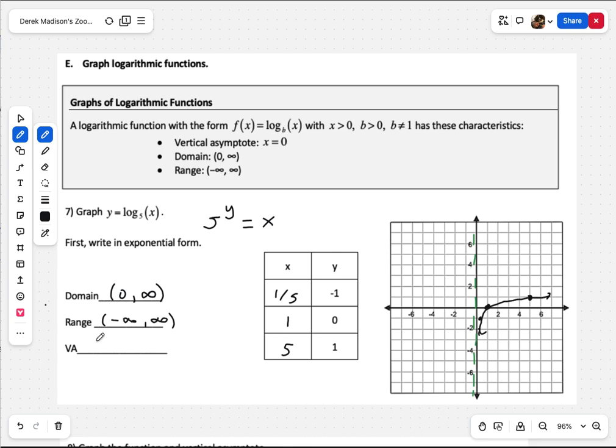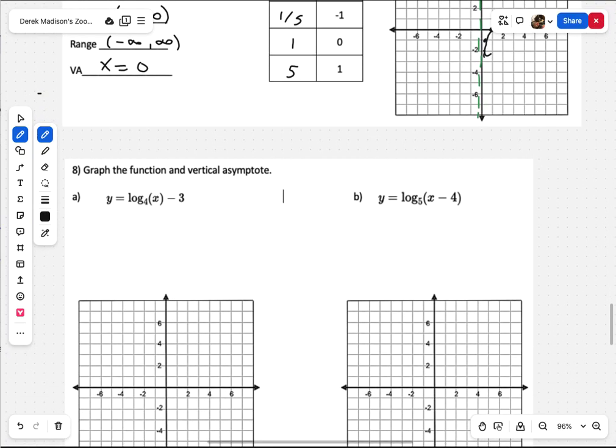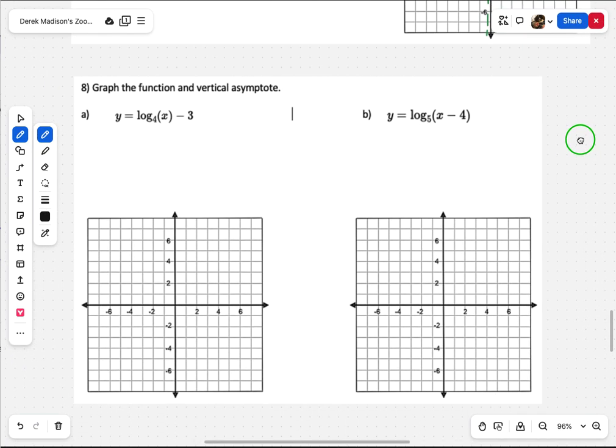And the vertical asymptote, remember those take the form x equals, and so that's going to be x equals 0. Our horizontal asymptote last time was y equals 0. So you can see everything is just backwards, and that's because they are inverse functions to each other. So then graphing using transformations, it's the exact same things as we've done before.